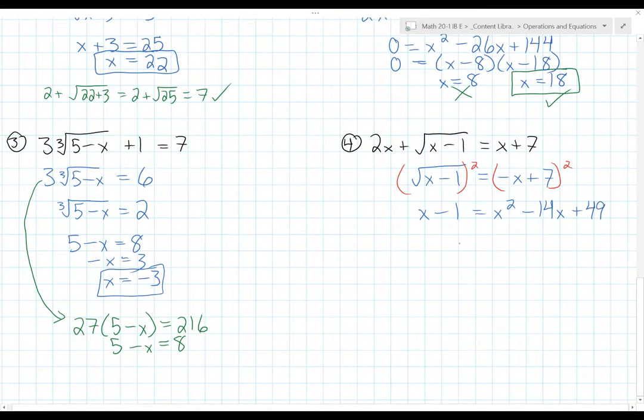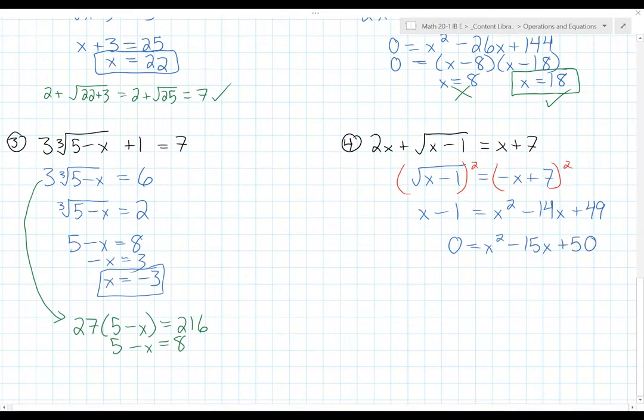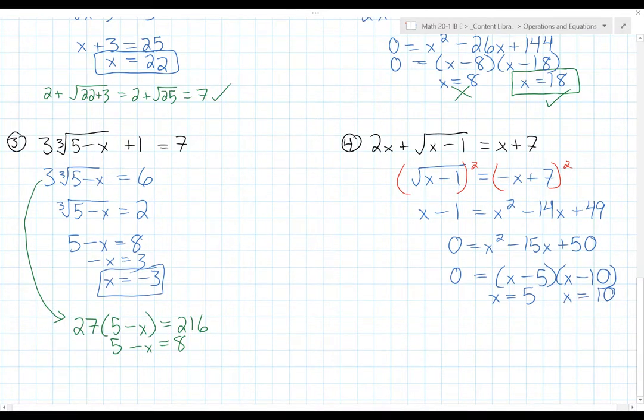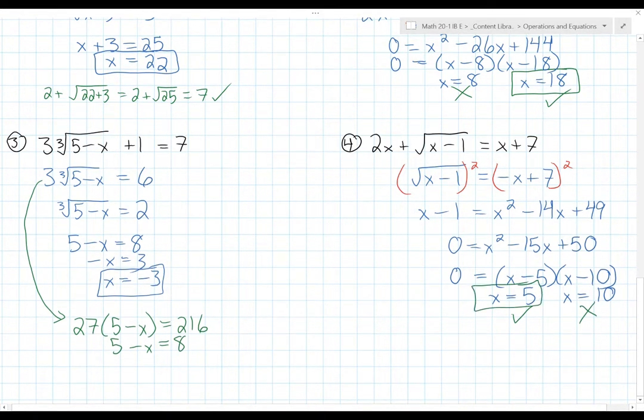Move everything over. I get 0 equals x squared minus 15x plus 50. This one hopefully is a little more obvious what the factors are. x minus 5, x minus 10. Again, you do get two answers and you do have to check both of them because sometimes one will work, sometimes both will work, sometimes neither will work. In this case, the 5 does work when you plug it back into the original equation and the 10 does not. So we have x equals 5 as our only solution.